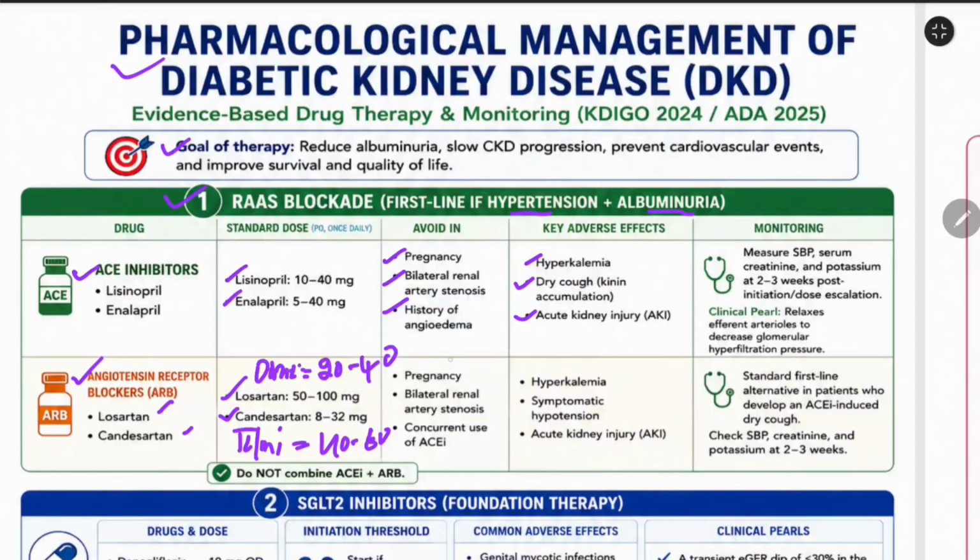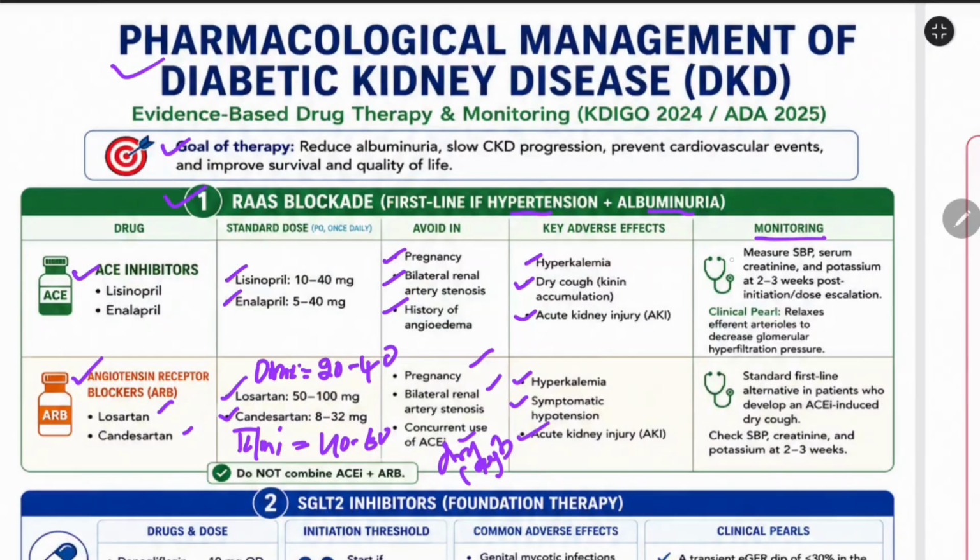Again the same: avoid in pregnancy and bilateral renal artery stenosis, and don't use along with ACE inhibitors. Here you don't have the dry cough. There is no dry cough with the use of ARBs, that is one advantage. Key adverse effects are hyperkalemia, symptomatic hypotension, and AKI, almost the same.